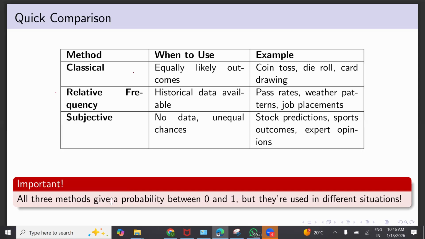All 3 methods give a probability between 0 to 1, but they are used in different situations.